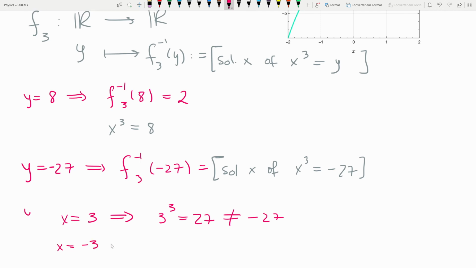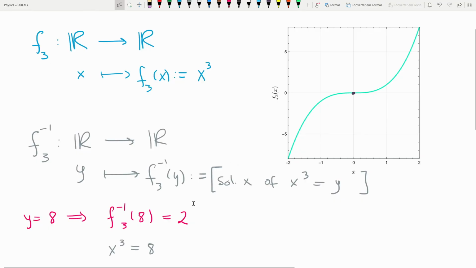However, if you consider minus 3, what if x is minus 3? Now you can see minus 3 cubed is minus 27. So indeed, this number here is minus 3. Notice, what is the formula for this thing?